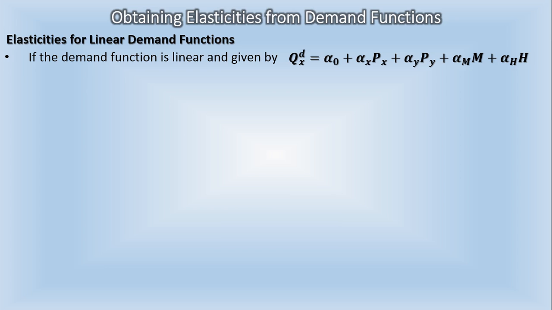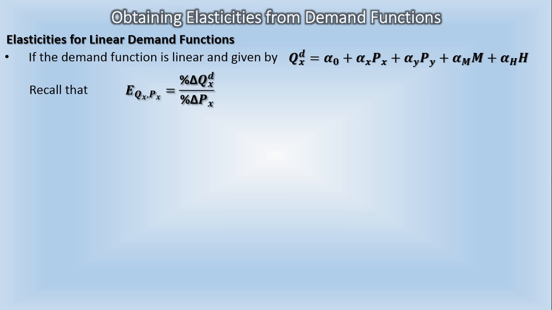Also, alpha M represents the marginal impact of income on quantity demanded. So if income goes up by 1 unit, quantity demanded goes up by alpha M units if it's a normal good, or down if it's an inferior good. So alpha M tells us that marginal effect of a change in income. And then H we talked about being any of the other variables that we are considering affecting demand, which we don't need to be specific about.